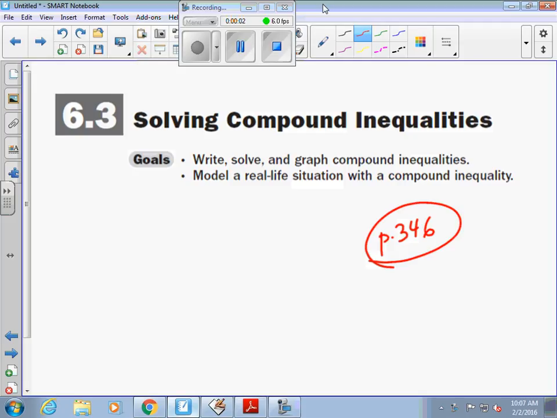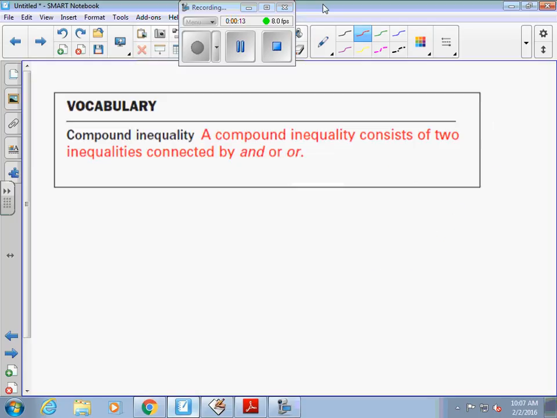This is Algebra 1, Lesson 6.3, Solving Compound Inequalities. Right, solve and graph compound inequalities is what we're doing, and we're going to model a real-life situation to go with it on page 346 in your text. First thing we have is what a compound inequality is.